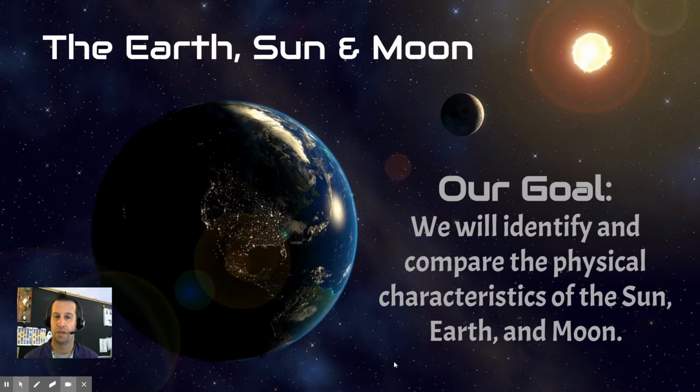Okay, so we are going to talk today about the Earth, Sun, and Moon and the characteristics involved with those three celestial bodies. We have the Sun, we have the Moon, we have the Earth. Our goal today, we will identify and compare the physical characteristics of the Sun, Earth, and Moon.